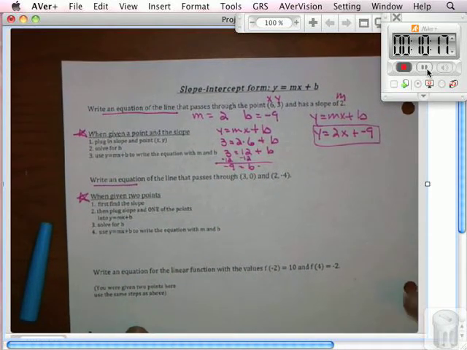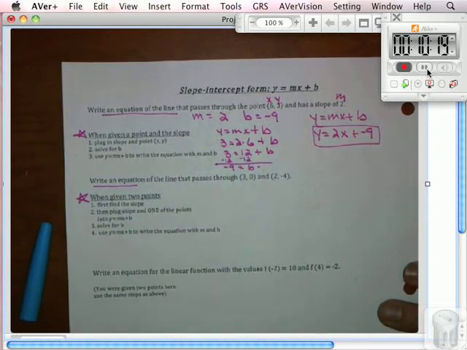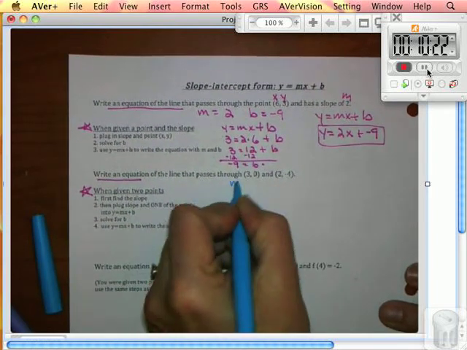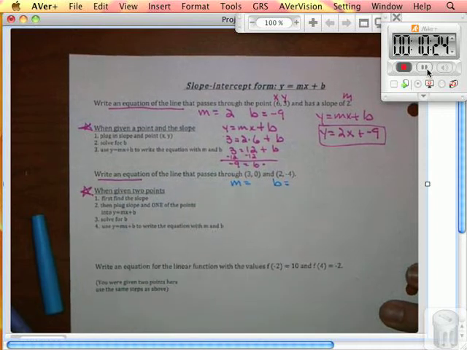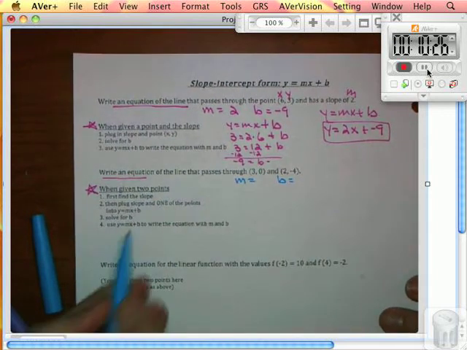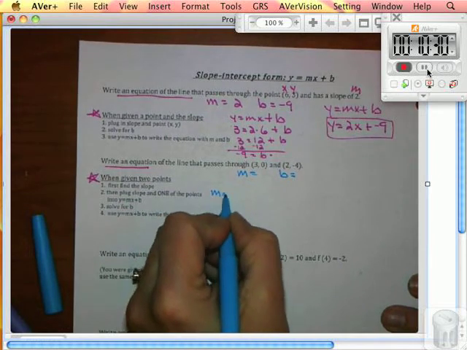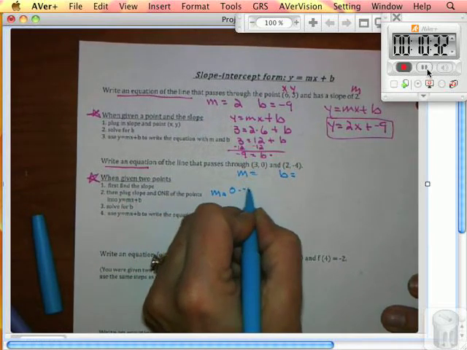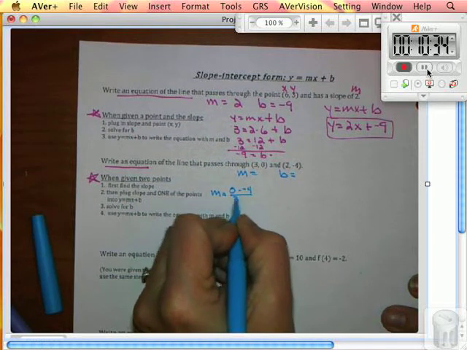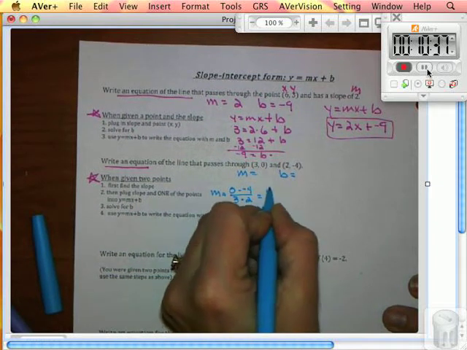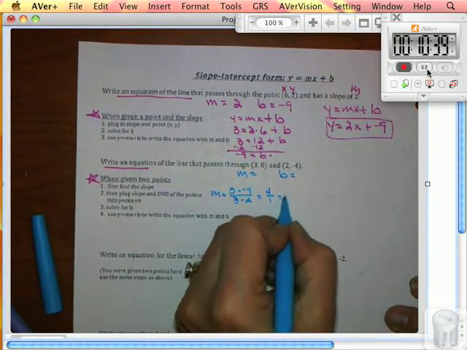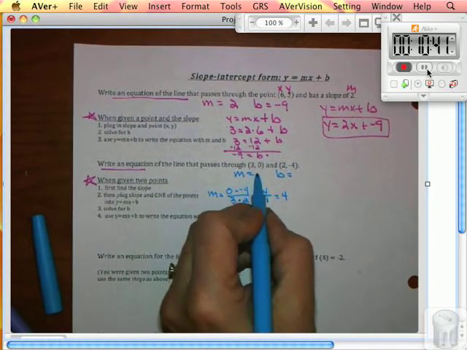So again, I'm going to do a different color here. I need m and I need b. Okay, I don't have either right now. But I can find the slope by doing change in y over change in x. M equals 0 minus a negative 4 over 3 minus 2. So that's 4 over 1. My slope is 4. So I'm going to put that right there.